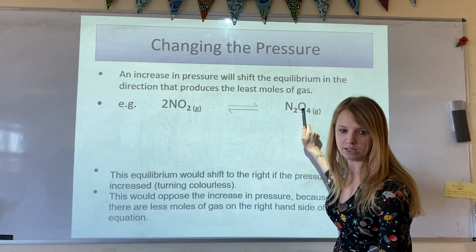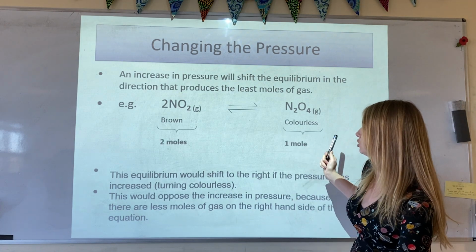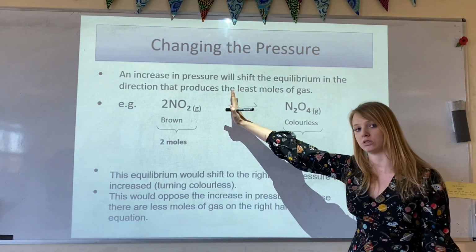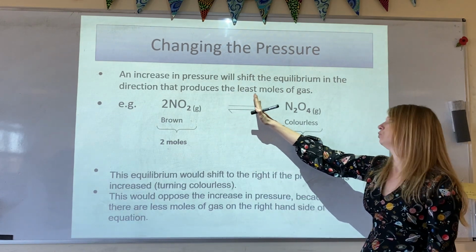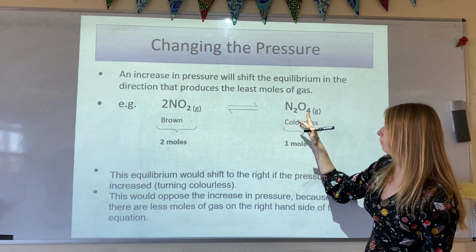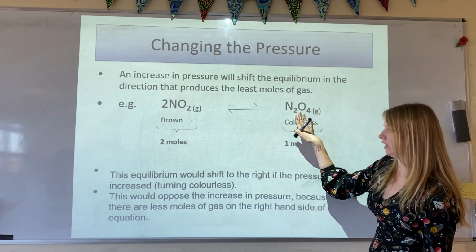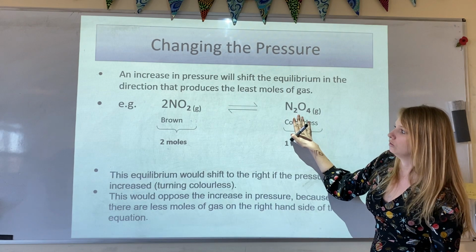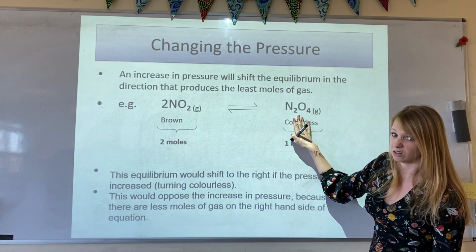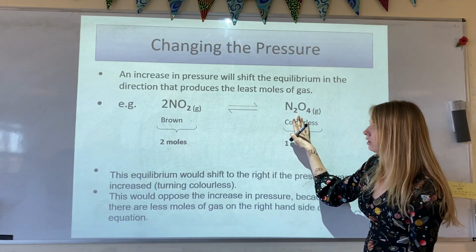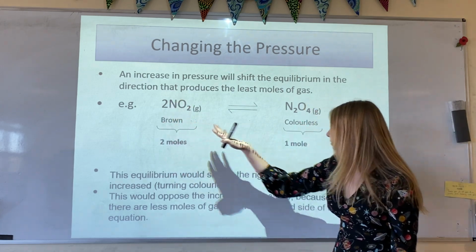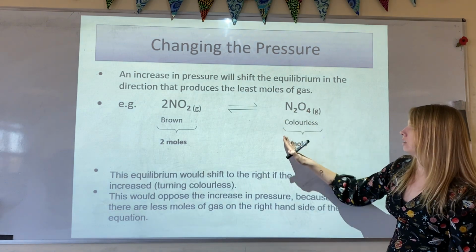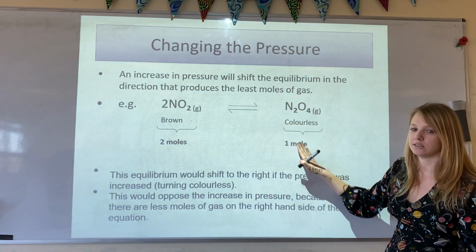So if I increased the pressure of this system, the equilibrium will shift towards the side with the least molecules, which would be this side. So I would therefore make more of my N2O4. Okay, so we've got colours in this, which is quite nice. So I'd actually be able to see that happening. So I would have a brown gas making a colourless gas. So it would be shifting to the right, and I would produce more of my colourless gas.